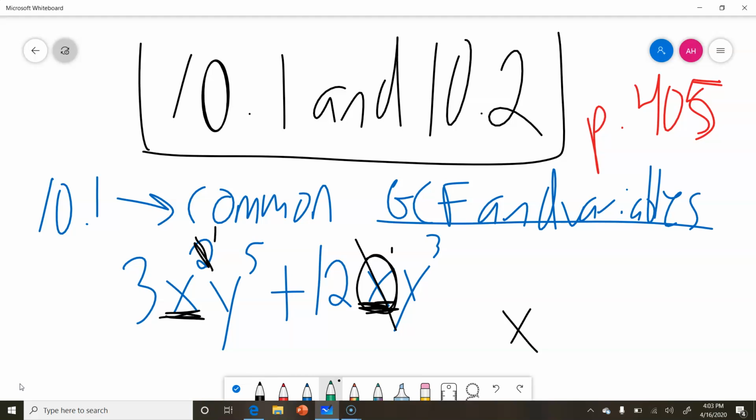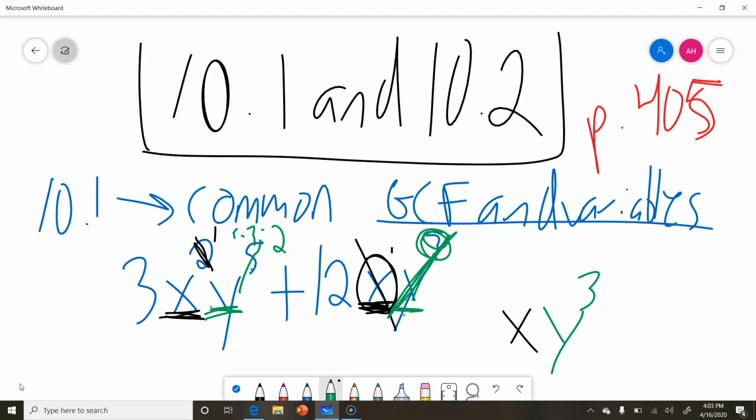Then I do the same thing with my y variable. I have y to the fifth and y to the third. The most that both of them have in common is y to the third, so I can take out y to the third, and that will get rid of that one. And you do 5 minus 3 over here, and there are going to be 2 y's left.